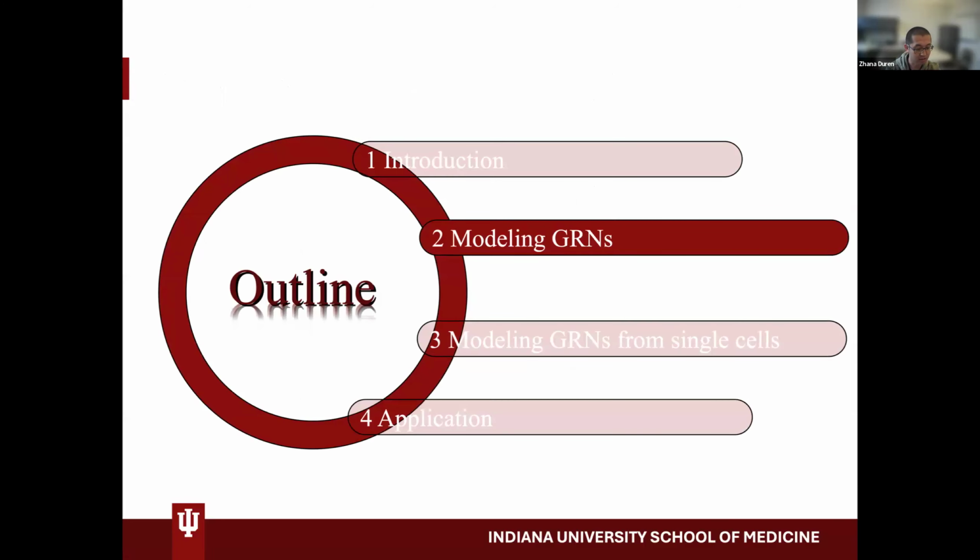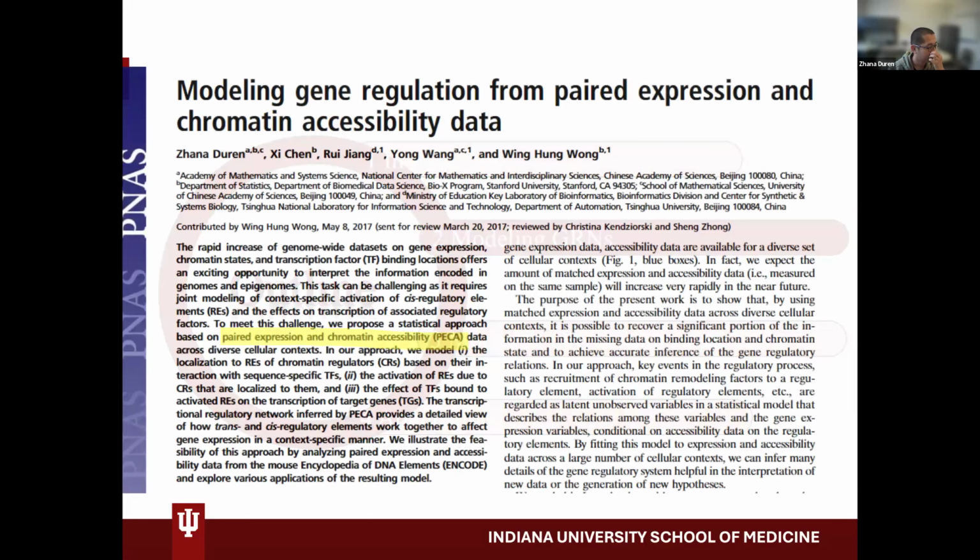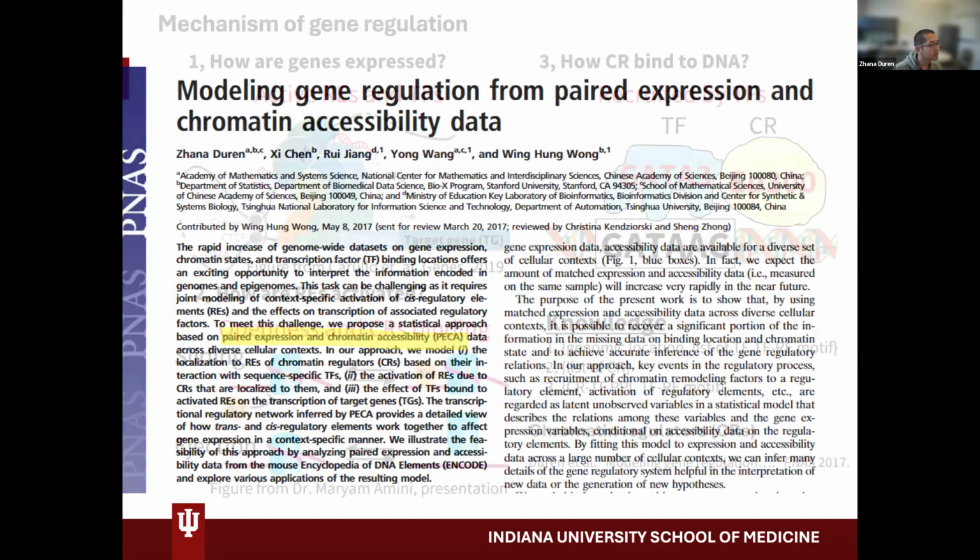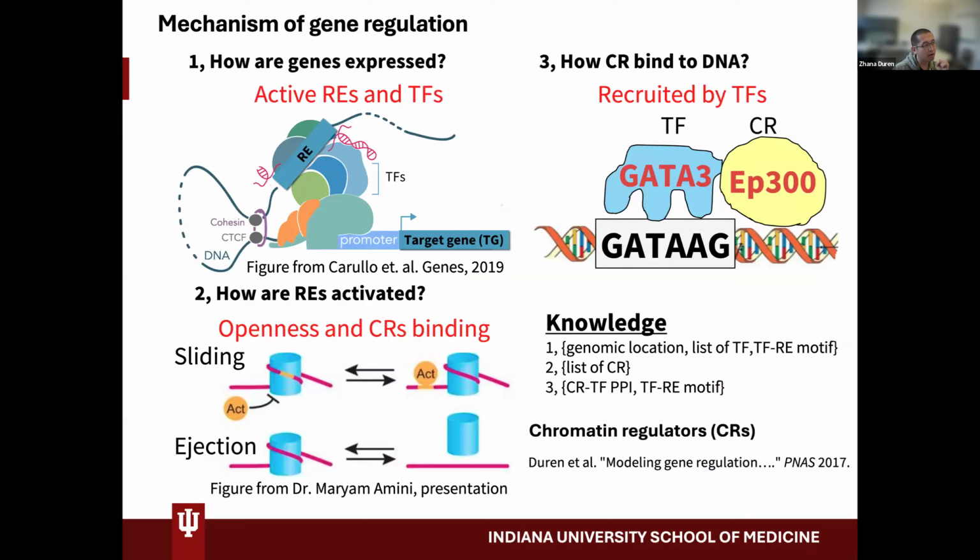It's the GRN modeling. First, let me briefly introduce this paper I did in 2017, almost 8 years ago. It is about paired expression and chromatin accessibility data. In this paper, we ask 3 questions. How are genes expressed? The simple answer is that transcription factors and active REs control gene expression. That is based on bulk data. And then, how do REs get activated?